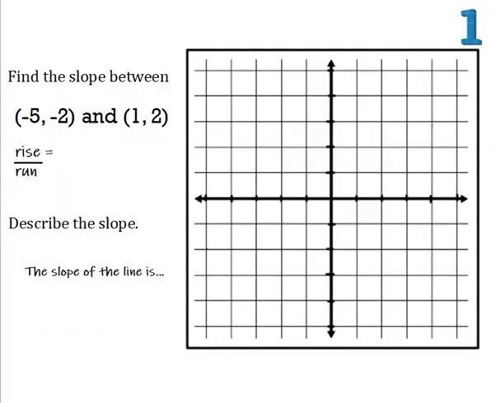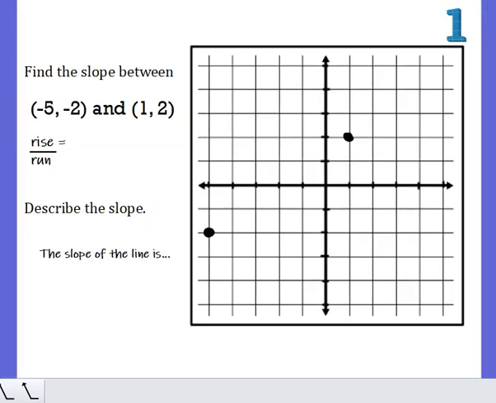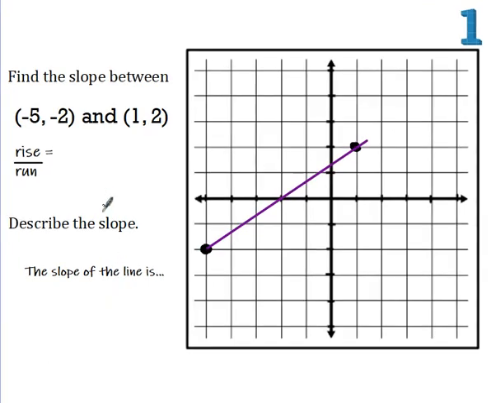So let's find the slope between (-5, -2) and (1, 2). So let's start by (-5, -2), which is right here, and (1, 2), which is right here. I'll connect these for you with a nice little line, and I see that this is a positive line.